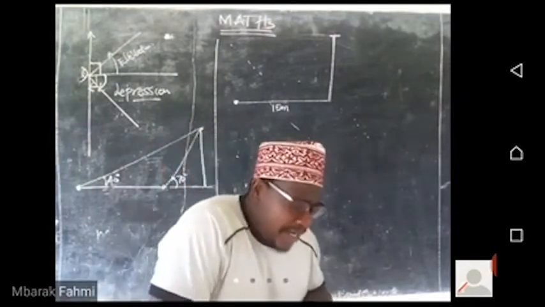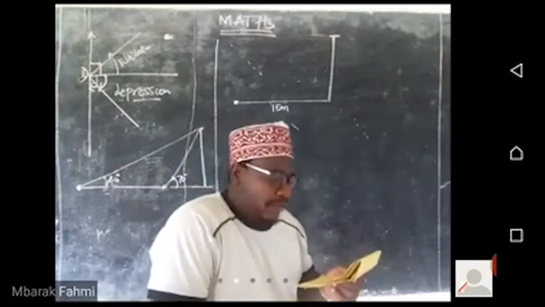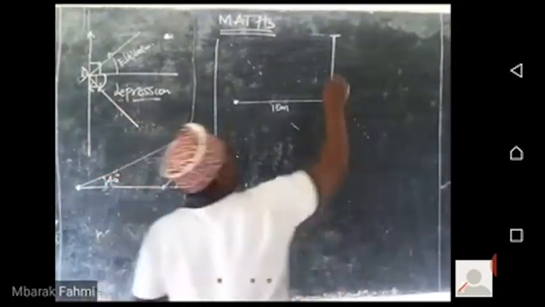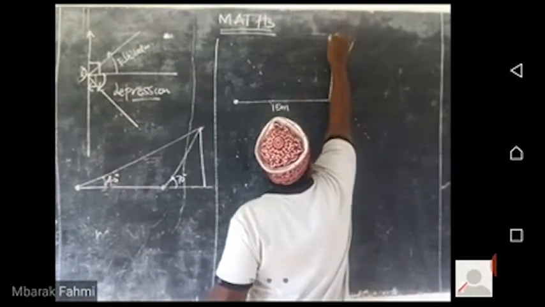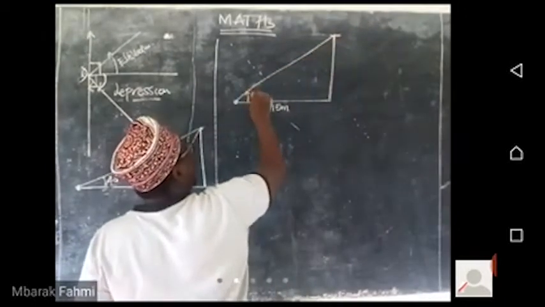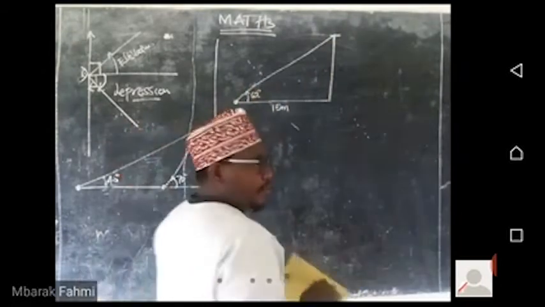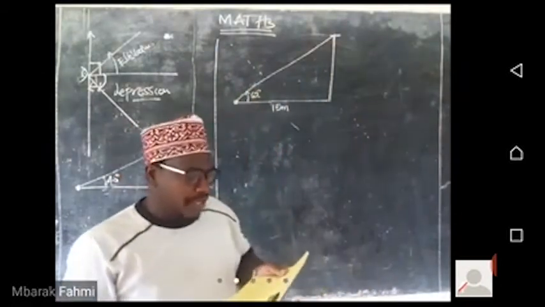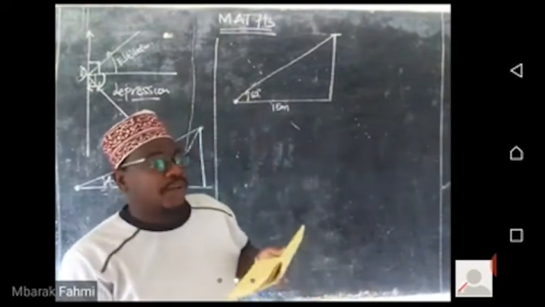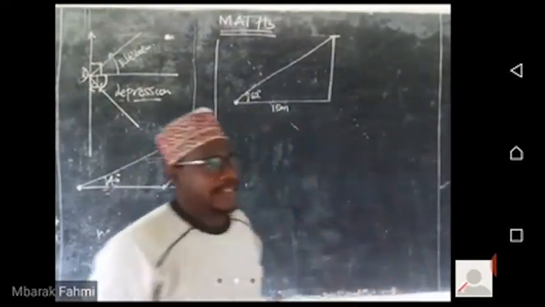He spots a bird on top of the tower at an angle of elevation of 62 degrees. Also, Kiema spots the same bird at an angle of elevation of 30 degrees.